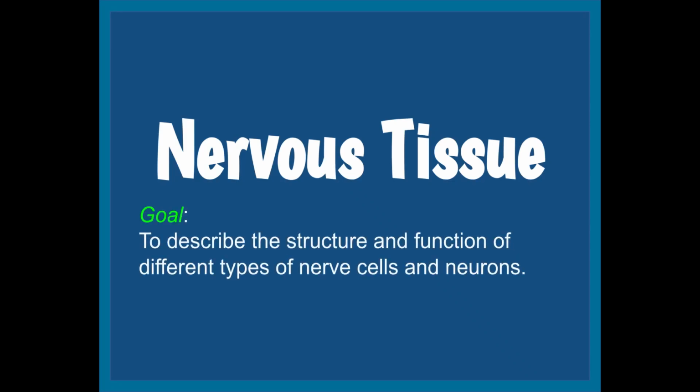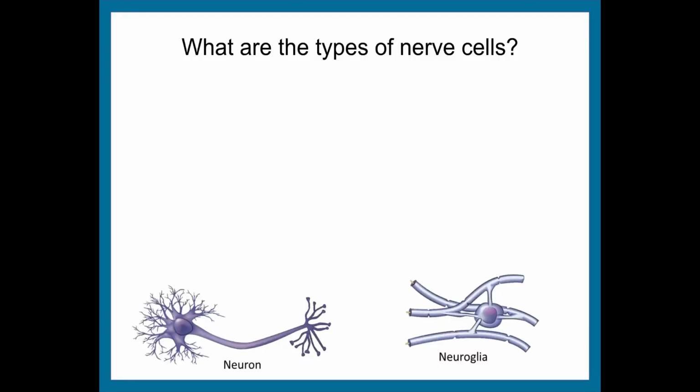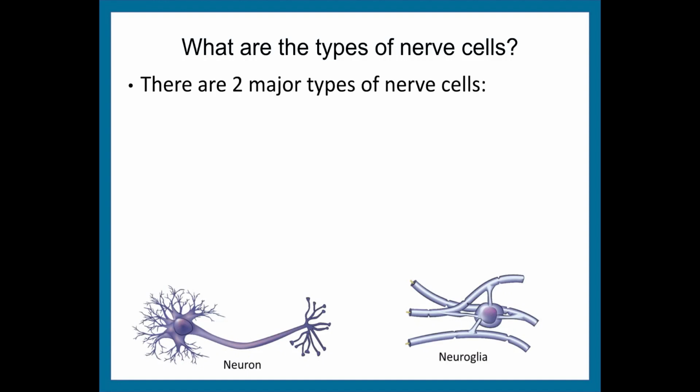Today we're going to talk about nervous tissue. The goal of this video is to describe the structure and function of different types of nerve cells and neurons. So what are the types of nerve cells? There are two major types.